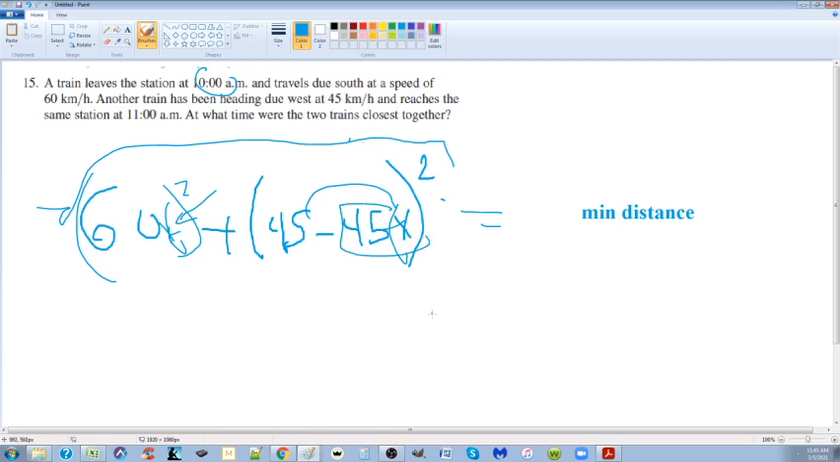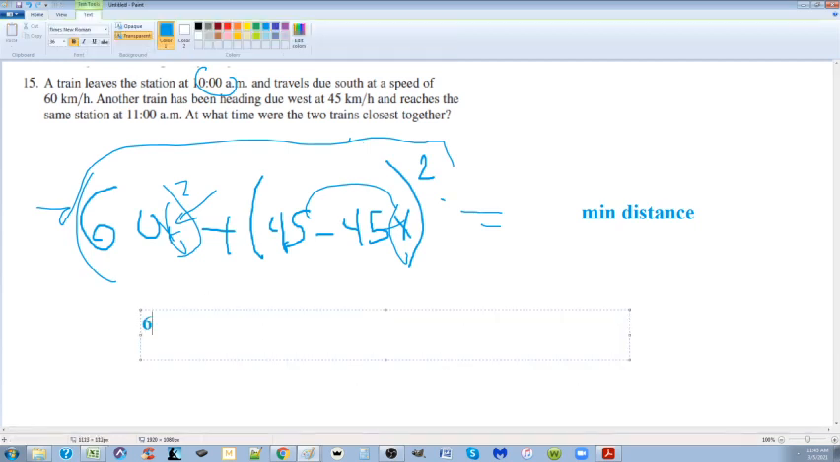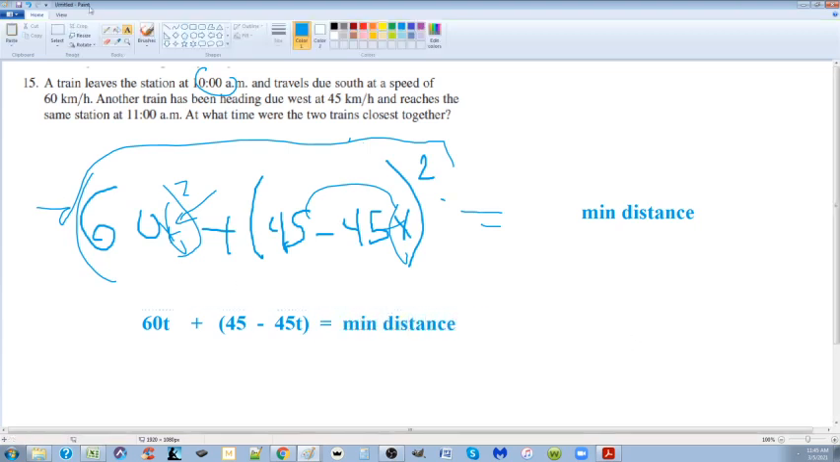How do you do that? Because distance is equal to velocity times time. And there's his velocity, and we're trying to find at what time they're closest together. I believe that's it. So now, to do that, I've got to take the derivative of this. So to rewrite it a bit more clearly, I got 60t squared plus 45 minus 45t squared, like that, all square rooted is equal to my min distance. And I believe it's 60t squared, like that.